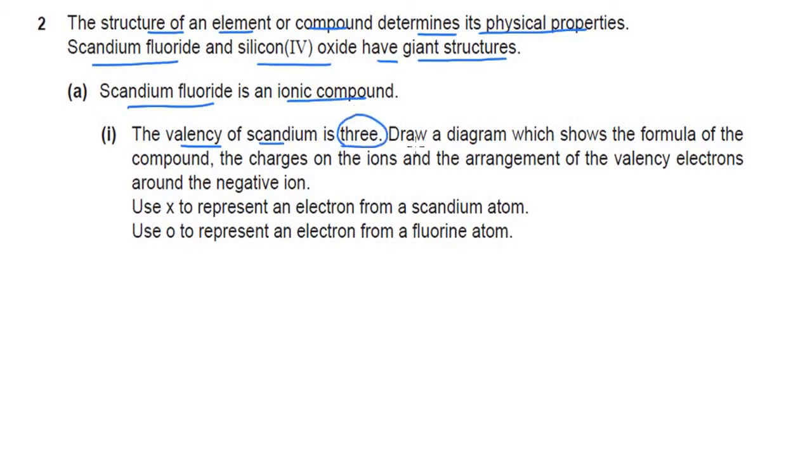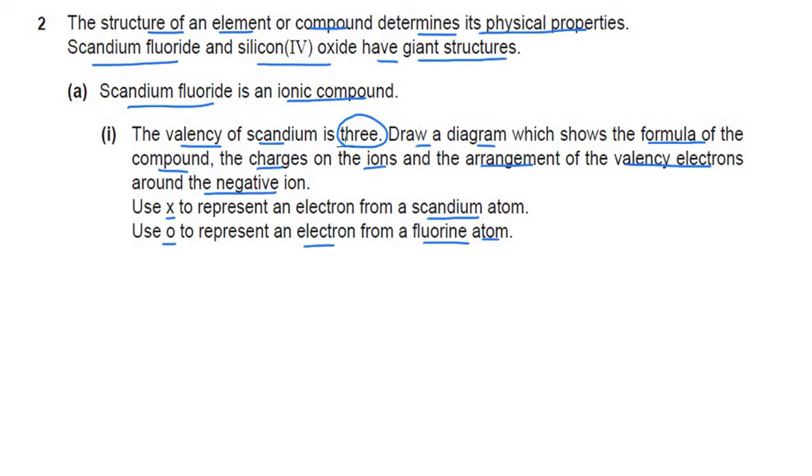Now draw a diagram which shows again the formula of the compound, charges on the ions, and the arrangement of valency electrons around the negative ion. And again we have symbols, that is cross to represent the electrons of the scandium atom and dots to represent the electrons from the fluorine atom. Now let's make the formula of this compound first.